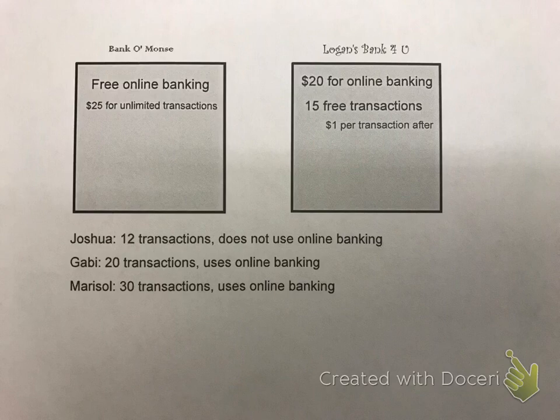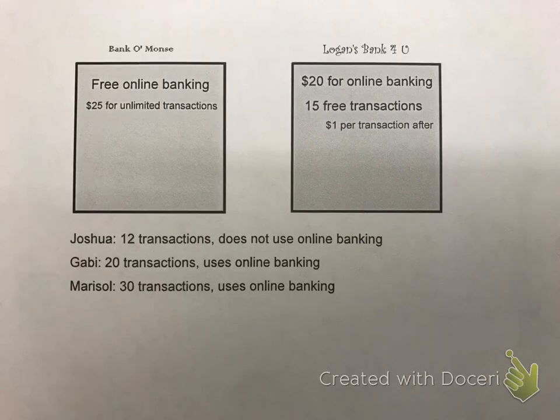In these types of problems, we have to decide which bank is best for each of these 3 individuals. We've got Banco Monte, in which we get free online banking, and we pay a $25 fee for unlimited transactions every month. And then we've got Logan's Bank for You, in which you have to pay $20 to get the online banking, and the first 15 transactions are free and $1 per transaction after that. So based on these 3 individuals' banking needs, we're going to decide which bank is better for them.